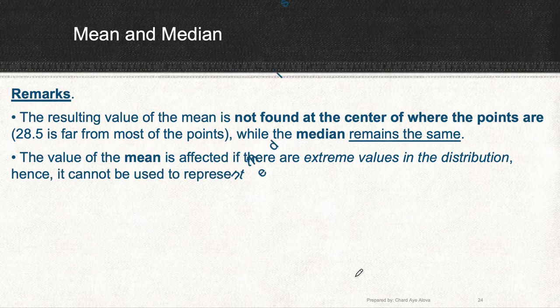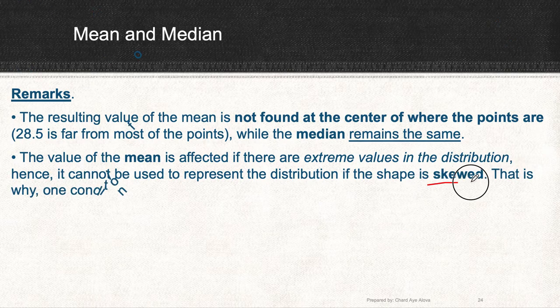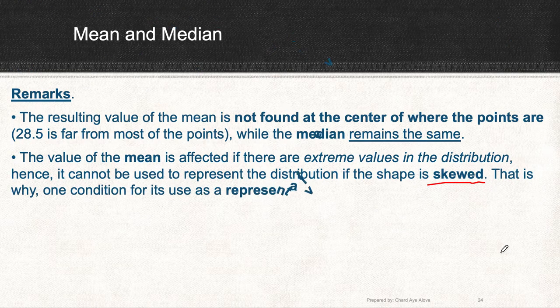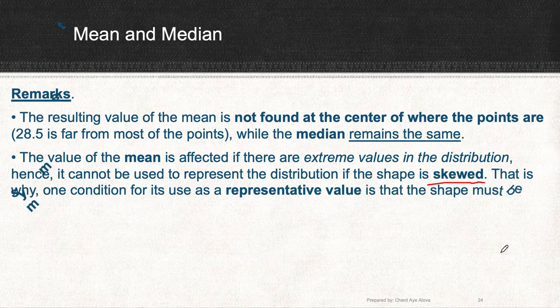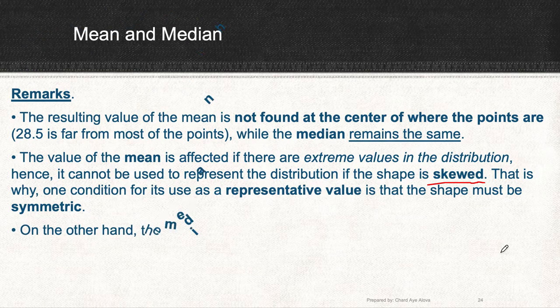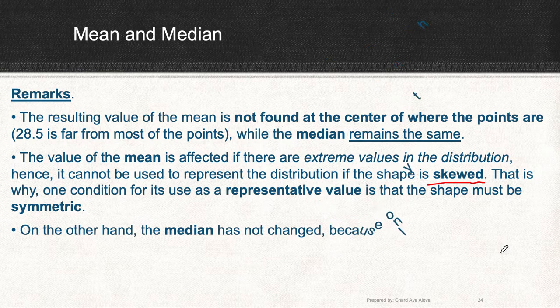Hence, it cannot be used to represent the distribution if the shape is skewed. So if the distribution is skewed, it's quite troublesome or erroneous to make use of the mean, especially if it's very, very skewed. That is why one condition for its use as a representative value is that the shape should be symmetric. On the other hand, the median has not changed.